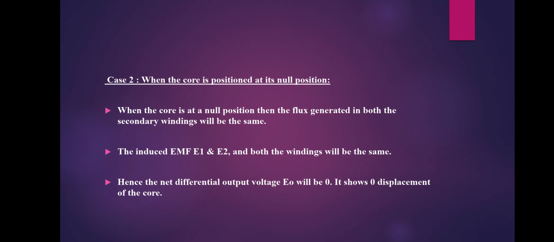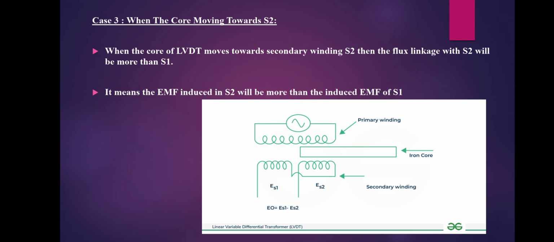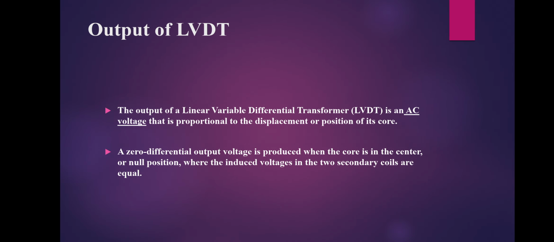Case 2, when the core is positioned at its null position. In the null position, the flux linkage with both secondary windings will be the same. The induced EMFs E1 and E2 in both the windings will be the same. The net differential output voltage E0 will be 0. Then, case 3, the core moving towards S2. Moving towards winding S2, the flux linking with S2 will be more than S1, which means the EMF induced in S2 will be more than the induced EMF of S1.